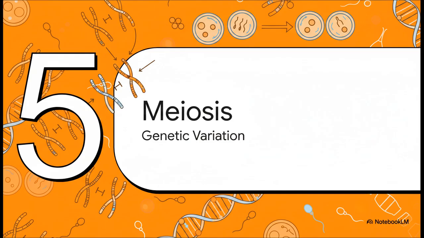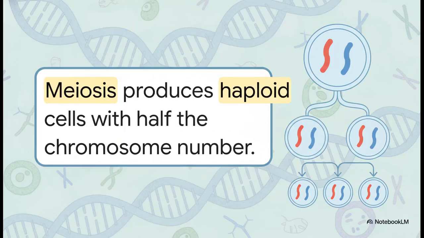Section 5, Meiosis and Genetic Variation. Up until now, we've talked about mitosis. But now we introduce a completely special kind of division used exclusively for producing gametes, things like sperm and egg cells. This is meiosis. The absolute most crucial point here is that meiosis is a reductional division.